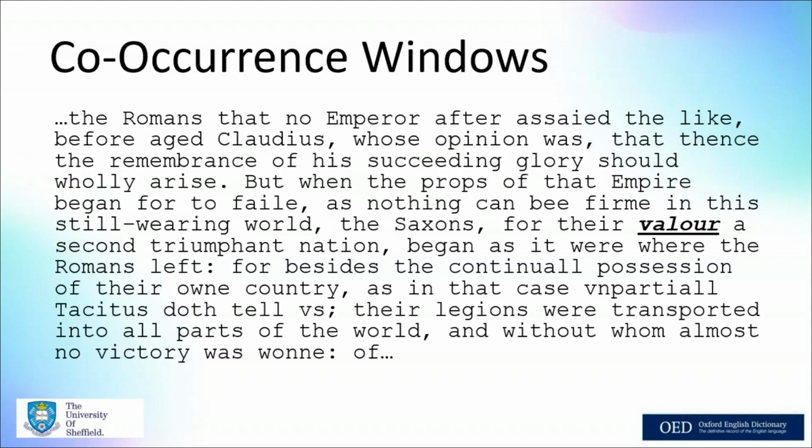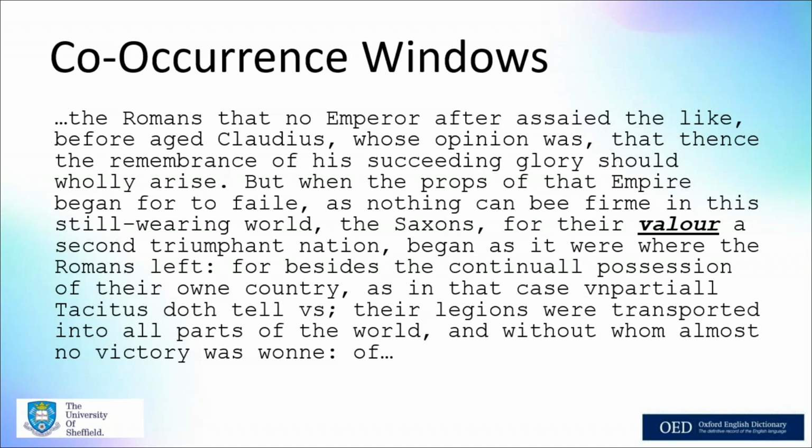Here's an example of what a co-occurrence window looks like, 50 words to the left and 50 words to the right of a given word. If we're analyzing co-occurrences for the word valor, which you'll see in bold and italics here, we have a span of 50 tokens to the left and 50 tokens to the right, and you'll see that valor co-occurs with Saxons, valor co-occurs with empire, valor co-occurs with glory, and you can count through these.